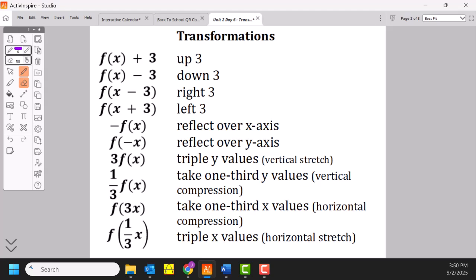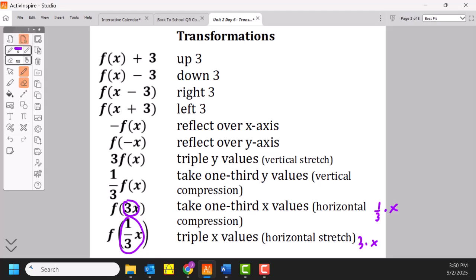Counter to that, we have it being done on the inside when you're multiplying or dividing on the inside, similar to how adding and subtracting on the inside does the opposite of what you expect. Same thing with multiplication and division on the inside. So a 3x on the inside, you're going to take 1/3 times the x values, and a 1/3 times the x on the inside, you're going to do 3 times the x values. These would be horizontal stretches and horizontal compressions.